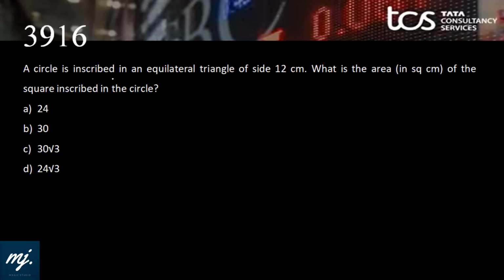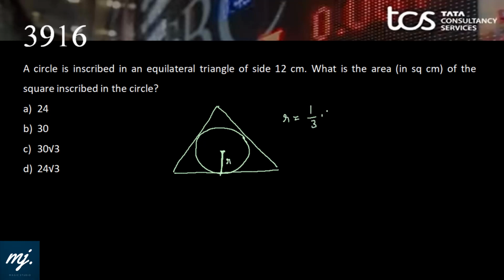A circle is inscribed in an equilateral triangle of side 12 centimeter. So we have an incircle for an equilateral triangle. We know that the inradius, if I say it as R, R is 1/3 of the height of an equilateral triangle.